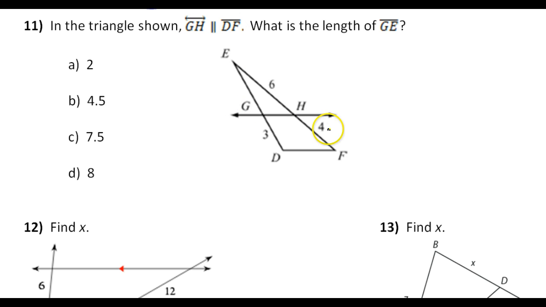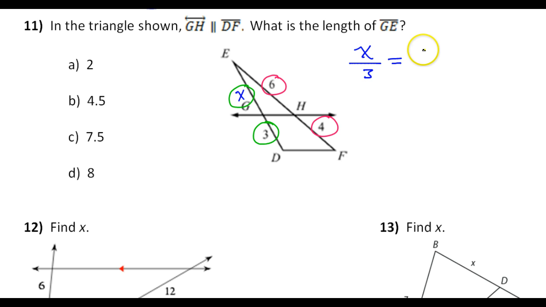So this line is parallel to this side of the triangle. When that happens, there's something called the side splitter theorem, which says that these lengths will be proportional. In other words, if I make a fraction out of these two lengths and these two lengths, those two fractions should be equal to each other. So I can set up a proportion.